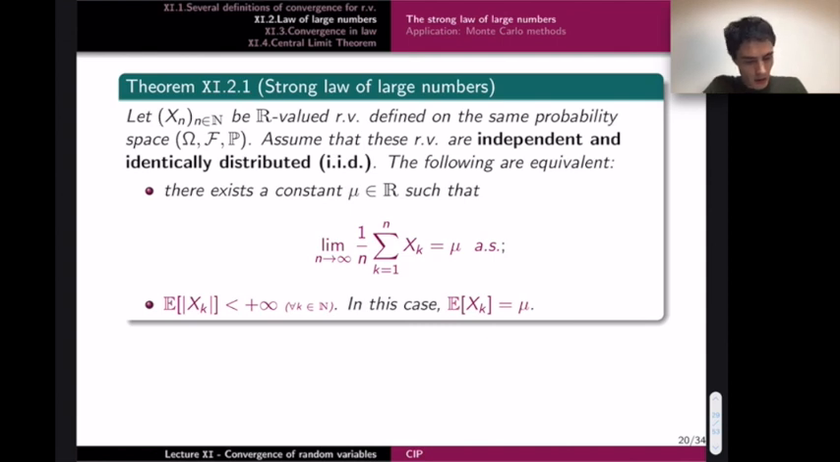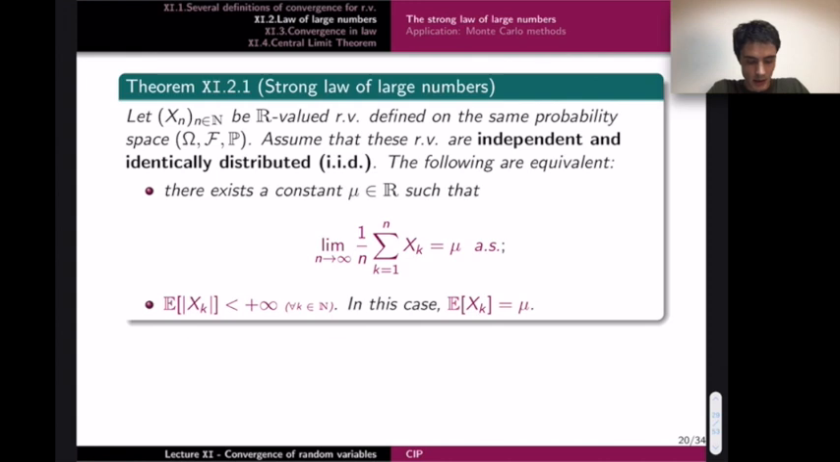It's really one of the fundamental theorems of probability, and it has many variants, but this one is the usual one. You assume that you have a sequence Xn of IID random variables. IID stands for independent and identically distributed. And you have the equivalence between these two statements. We have convergence almost surely of what we call the empirical mean. You have your observations Xk, you take the sum of the first n observations, you divide by n, so you make an average. That's why we call it the empirical mean.